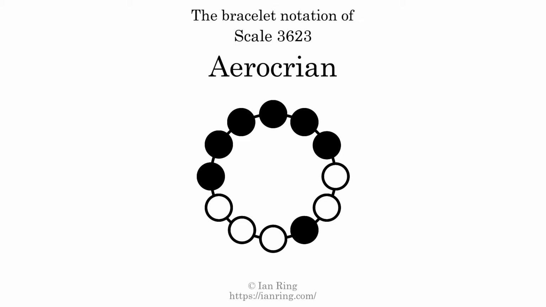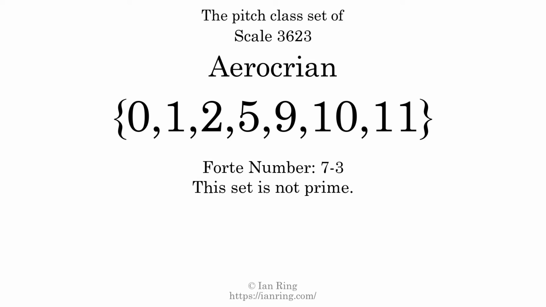This is a bracelet notation diagram of scale 3623. The shaded circles represent tones that appear in the scale, and they are read clockwise, starting at the top. The pitch class set for this scale is 0, 1, 2, 5, 9, 10, 11. The Forte class is 7-3. This set is not prime.